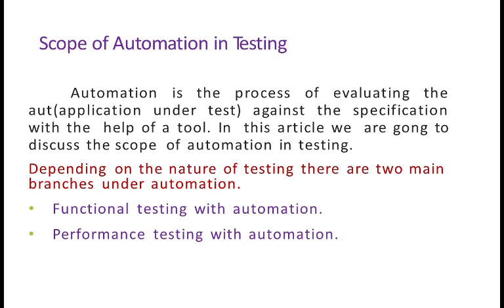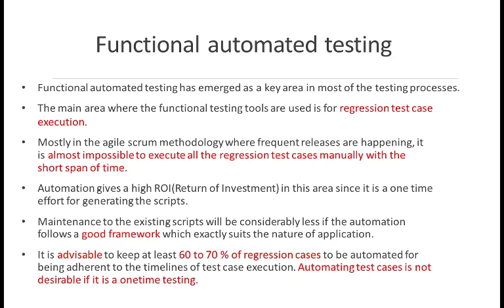Depending on the nature of testing, there are two main branches under automation. First is functional testing with automation, and second is performance testing with automation. Functional automated testing has emerged as a key area in the testing process. The main area is regression test case execution. It is impossible to execute all the regression tests manually within a short span of time.